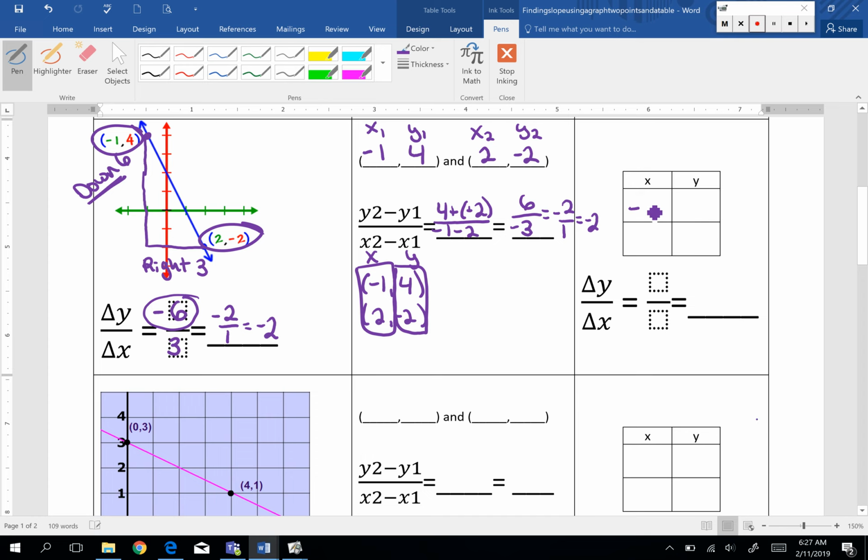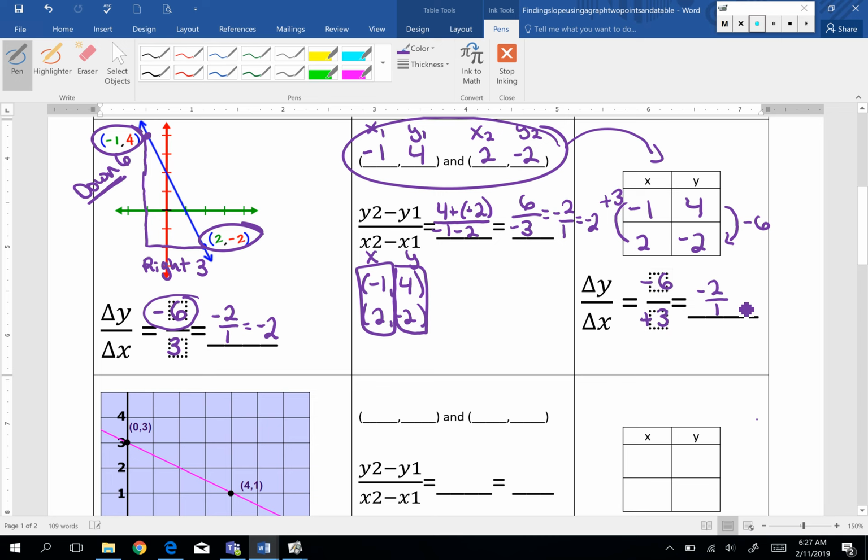In the third box, once again, we're taking those same ordered pairs that we started with. So again, the same ordered pairs are going into the table. To get from 4 to -2, I subtract 6. To get from -1 to +2, I add 3. Change in y was -6, so subtracted 6, -6. Change in x was +3. -6 divided by 3, you can get -2 over 1, or just plain -2. You can write it either way you would like.